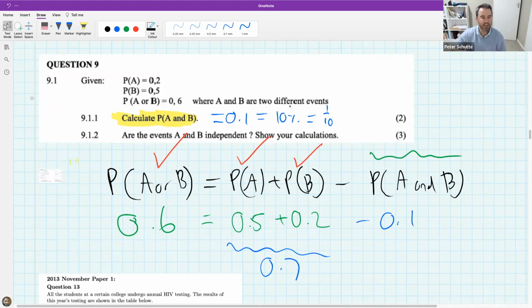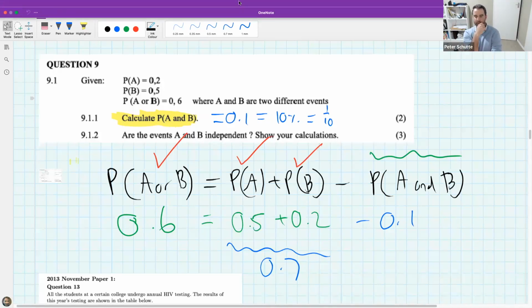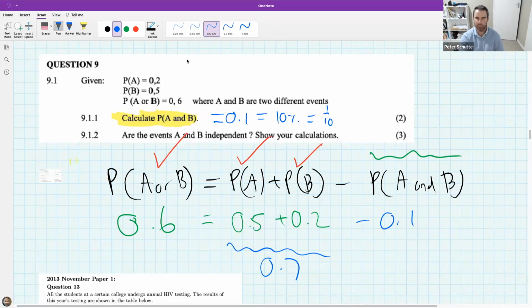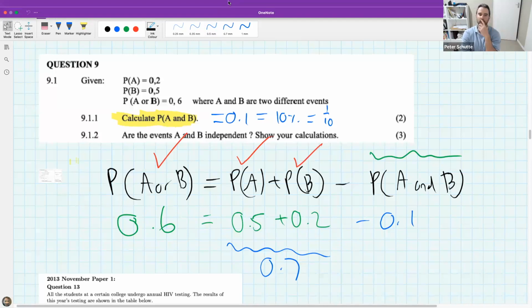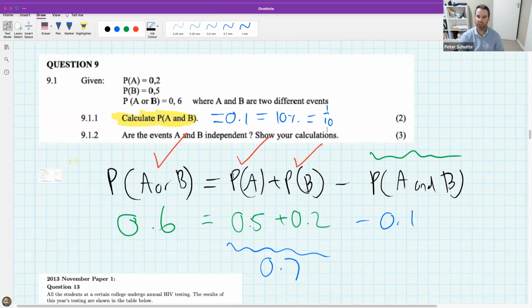Okay, now, are the events A and B independent? I want you to check for me. How would you do that? What would you need to do? Are they independent? Are they not independent? What do we think? What do we need to check?